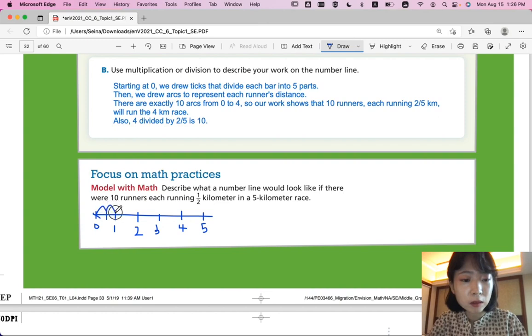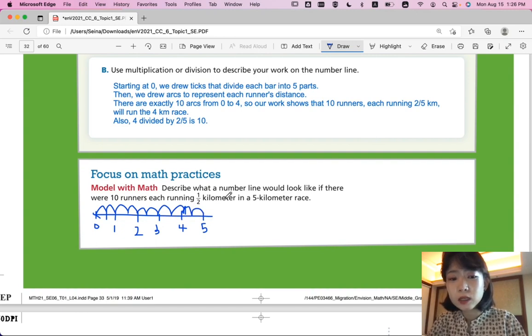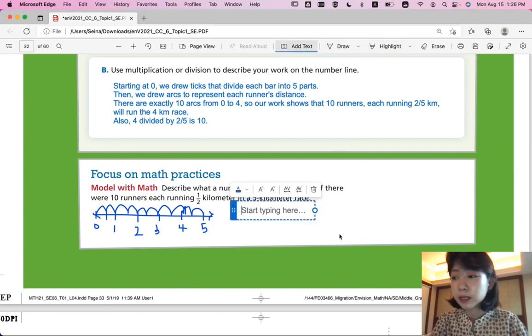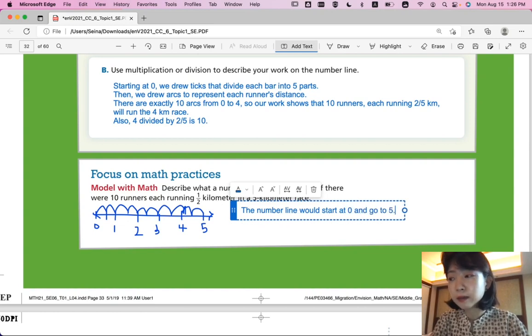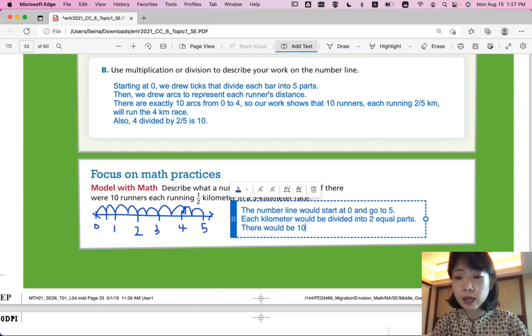So 1, 2, 3, 4, 5, 6, 7, 8, 9, 10. Okay? So this would be what a number line would look like. And so let's describe that as well. We can describe by saying the number line would start at 0 and go to 5. Each kilometer would be divided into 2 equal parts. There would be 10 equal parts.